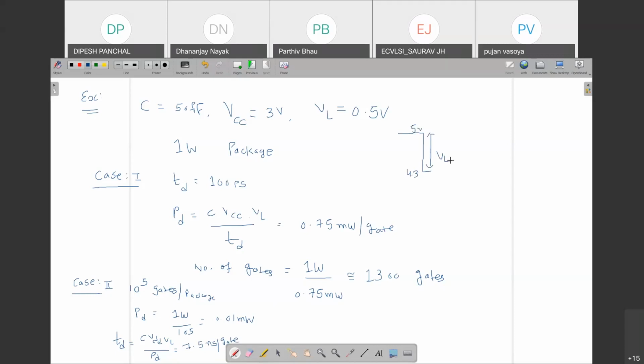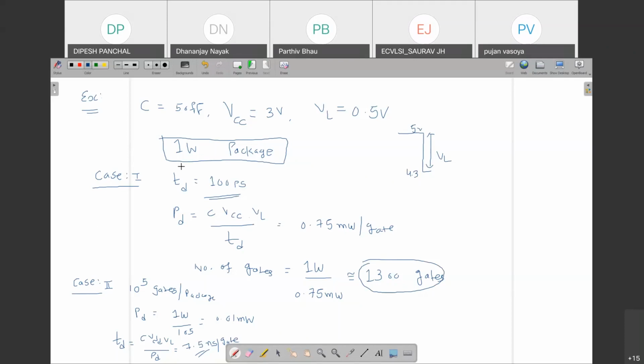Capacitance is 50 femtofarad. I have a fixed package of 1 watt, and in that I have to do everything because cost is also a constraint. If I go for 10 watt, 100 watt, cost is increased, packaging cost is increased. So in case number one, I pick the high speed circuit, 100 picosecond, calculate power, and then accommodate 1300 gates. Then I increase the number of gates, but I have to compromise on speed, 7.5 nanosecond, which is large as compared to 100 picosecond. So a trade-off is available between speed and power.